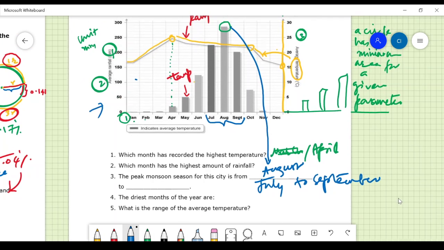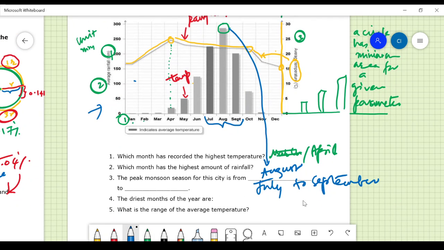The driest month of the year is January. January is also dry. It doesn't talk about cold. January is dry. February is dry. Okay, April is not dry. Okay, March is dry, and then December is also dry.